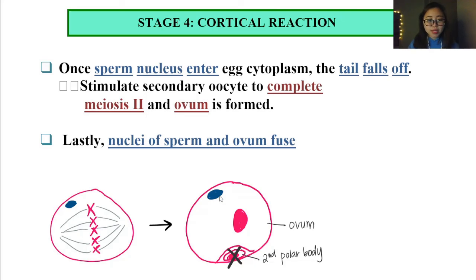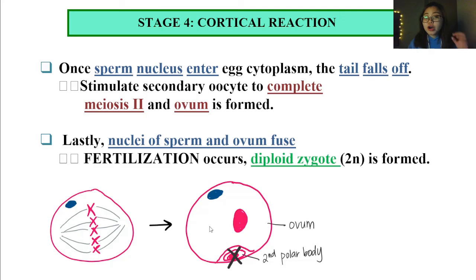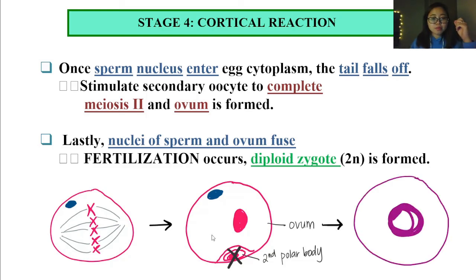So now, the blue and the pink will fuse. Only when these two nuclei fuse is it called fertilization. When the nuclei of the ovum and the sperm fuse together, that is fertilization. So fertilization will occur and a diploid zygote 2N will be formed.